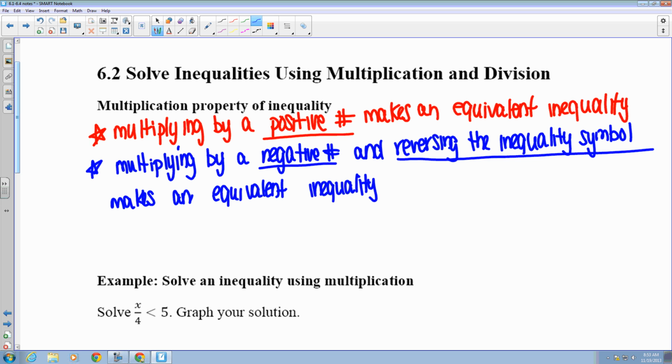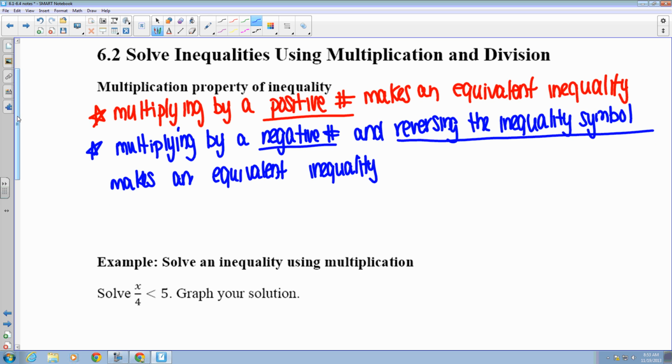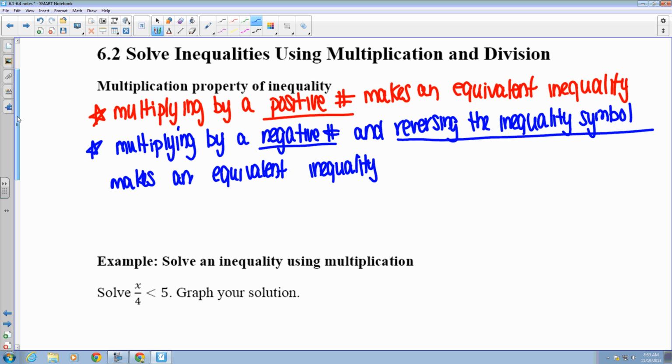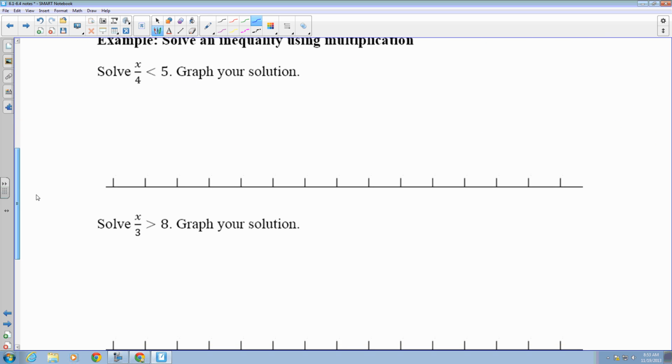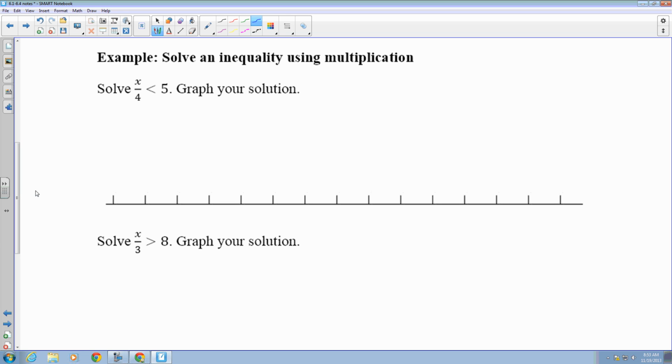Okay, so if you multiply it by a positive number, you're fine. That's the same thing. But if you multiply by a negative, you also have to flip the inequality symbol before you have an equivalent inequality. Okay, solve this using multiplication. Multiply both sides by 4, so x is less than 20.